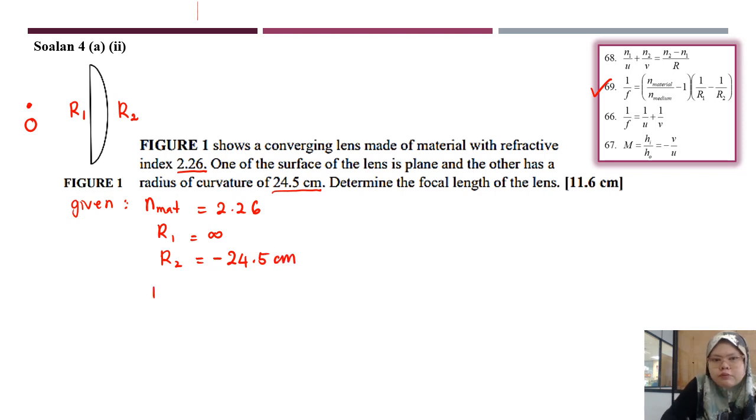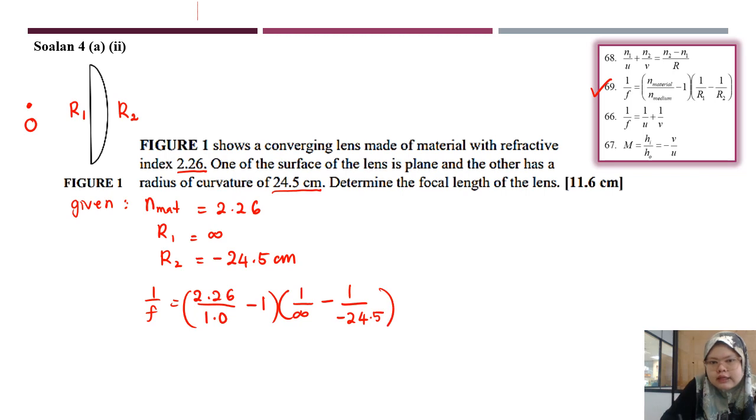So by using 1 over F equals N material over N medium, substitute the value. N material is 2.26. It did not say what medium the lens is located in, so it means the medium is air. So 1.0, minus 1, multiplied by 1 over R1, which is infinity, minus 1 over R2, which is negative 24.5. Here you will get the focal length equals 19.4 cm. Not 11.6 cm, it is 19.4 cm.